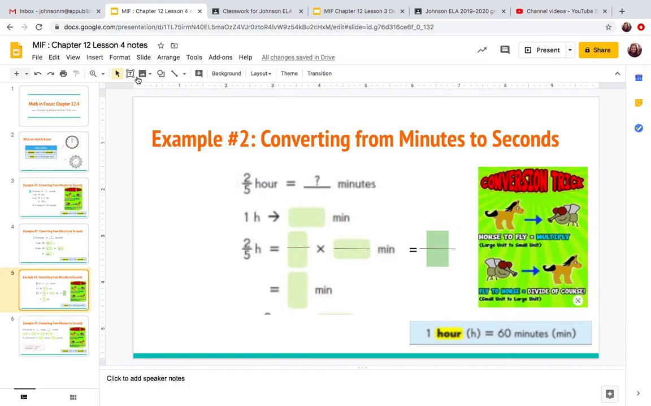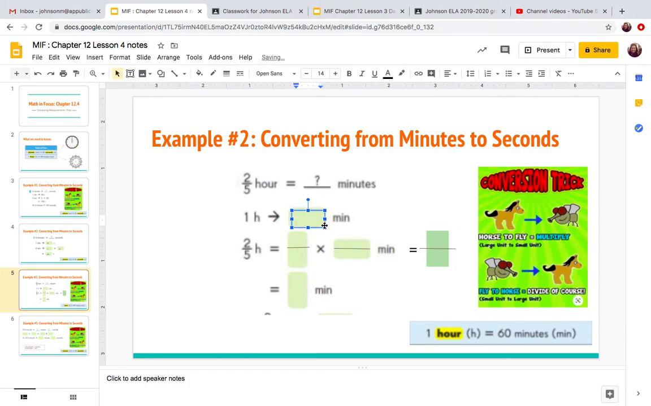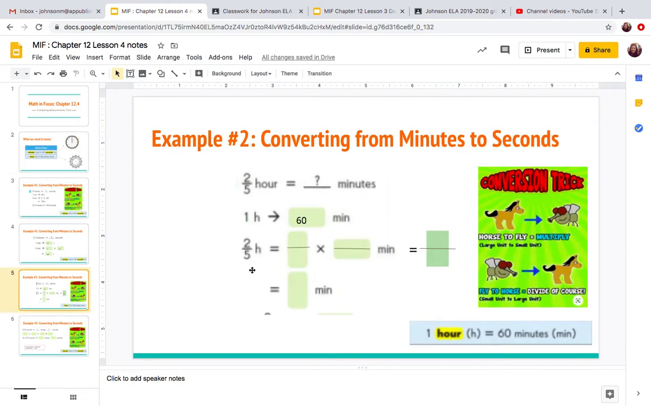Let's write down what we know. In 1 hour, there are how many minutes? 60. If you can't remember that, we'll just go right back to the chart. So 60 minutes. So again, I'm going to rewrite this.